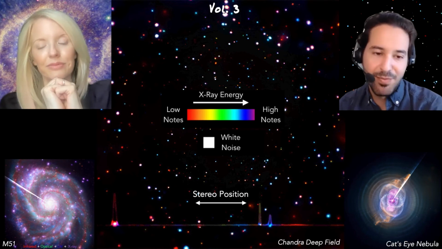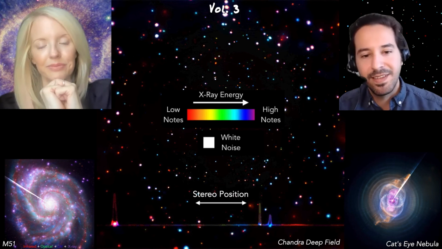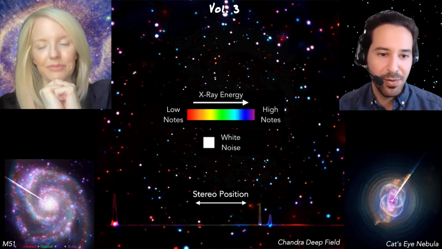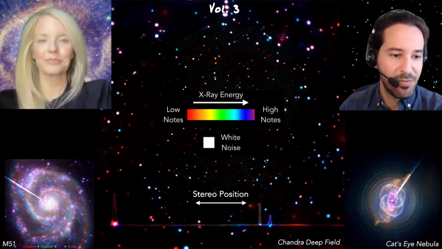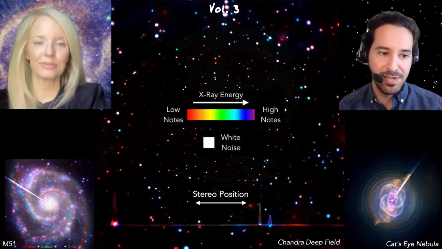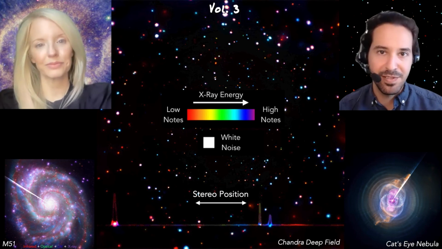And so the lower energies, or redder in this image, we mapped to low notes, all the way up to violet. And then for the whitest parts, we added some white noise, where all the colors are combined. And we also did a vertical scan on this, and that let us use the stereo position to help localize where in the image the sounds are coming from in terms of left-right space.